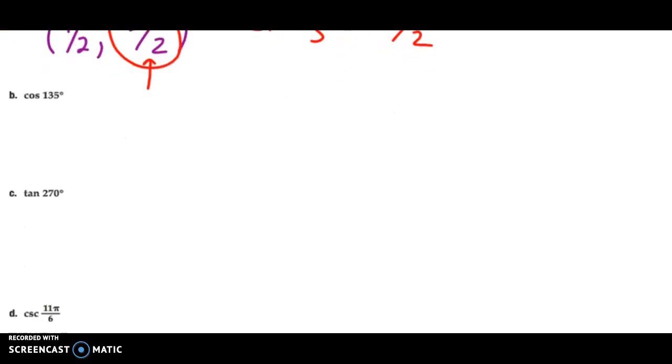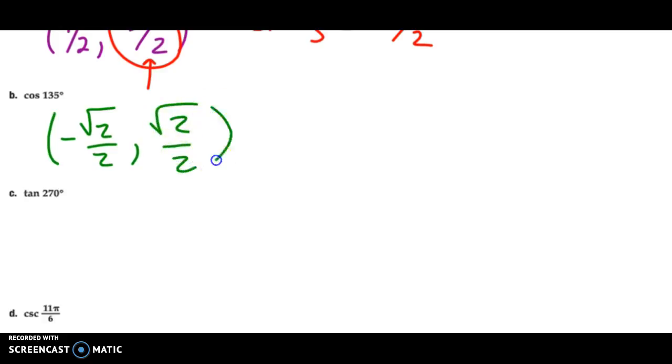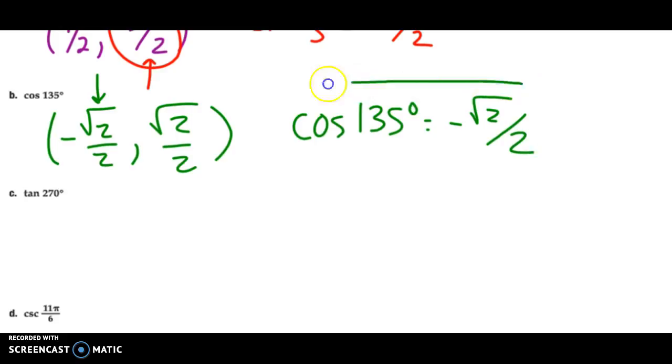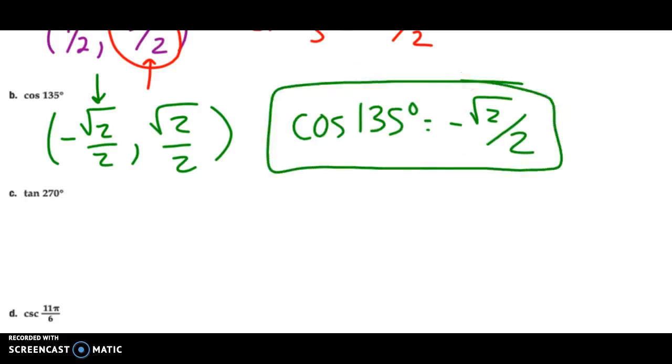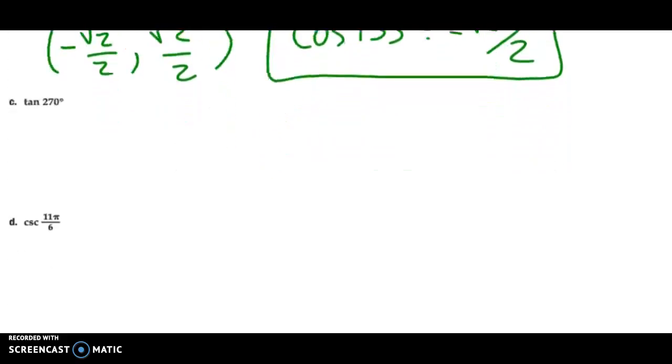Cosine of 135. Well, if I look at 135 degrees, that would be this point, negative square root of 2 over 2, and square root of 2 over 2. So here's my point. Now cosine, C comes first in the alphabet, so it's going to be my first part. So the cosine of 135 degrees is going to be equal to negative square root of 2 over 2.